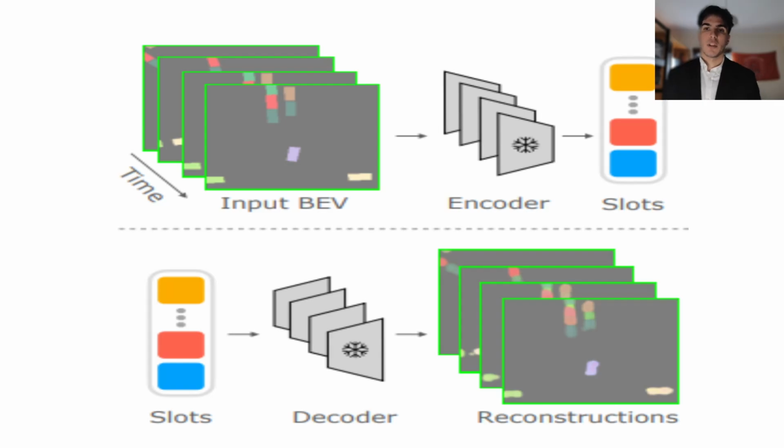Here is a diagram that visualizes this process as used in the paper. The input BEV sequence on the top left is encoded into slots. Then the decoder on the bottom attempts to reconstruct the original video. In the final CarFormer model, we freeze this encoder and just use the extracted slots as our input tokens.